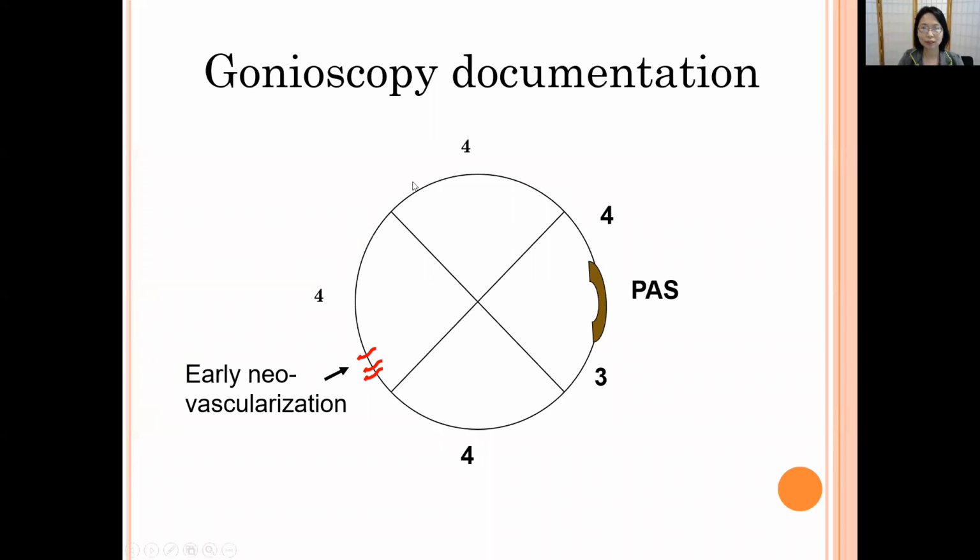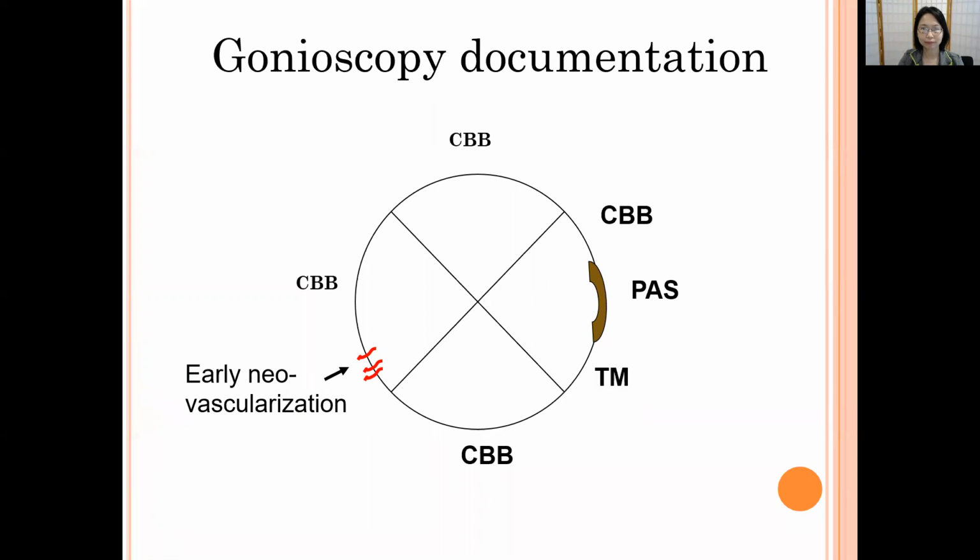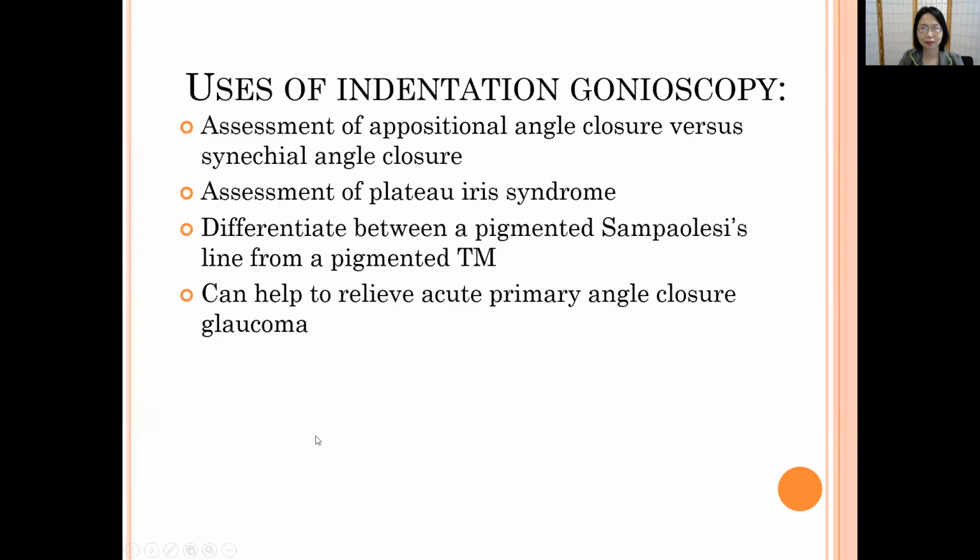So here you can see this patient has grade 4, which is open angle, but has PS in one of the quadrants and has early neovascularization in the other side. And this is to use the documentation method known as describe what you see, where you see ciliary body band here, you see PS and neovascularization.